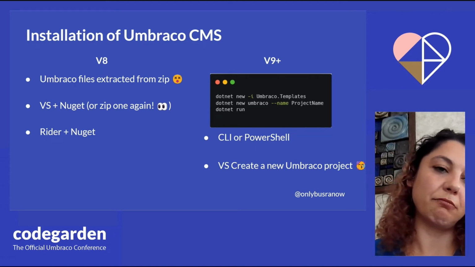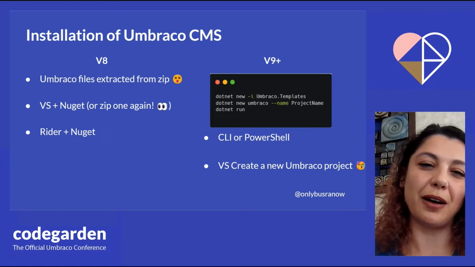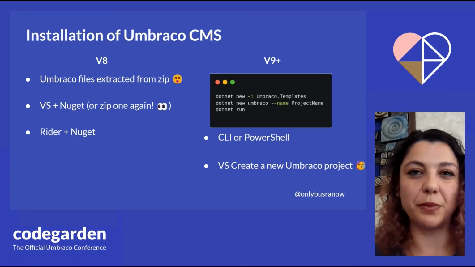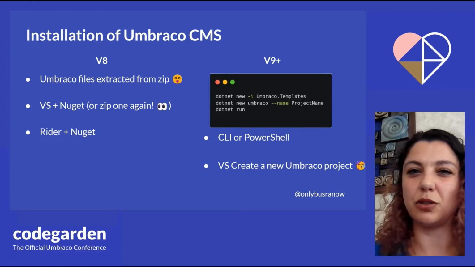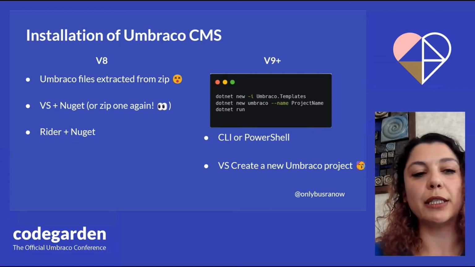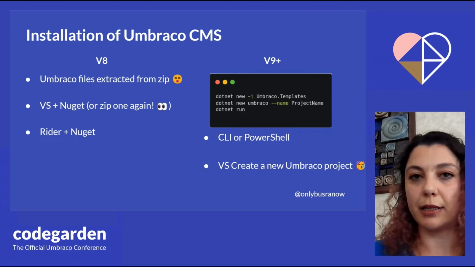With version 8, we had a few options where you actually can download Umbraco files, which extracts from a zipped folder, which I'm not quite sure if anyone still does. Please do not do it, please. Or you can download it from NuGet on either Visual Studio or Rider.